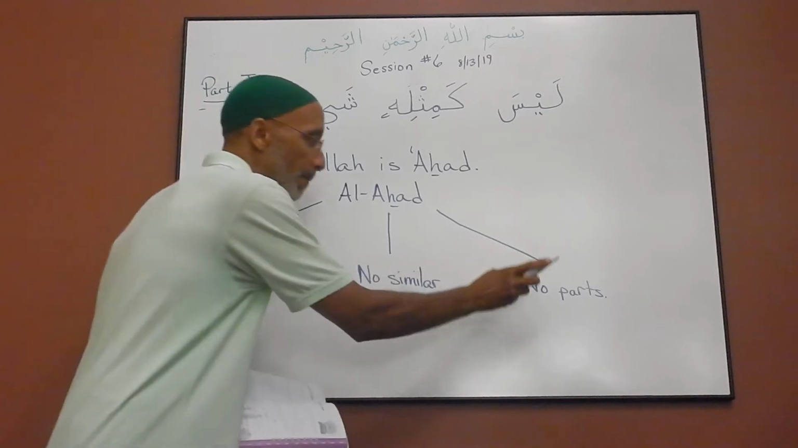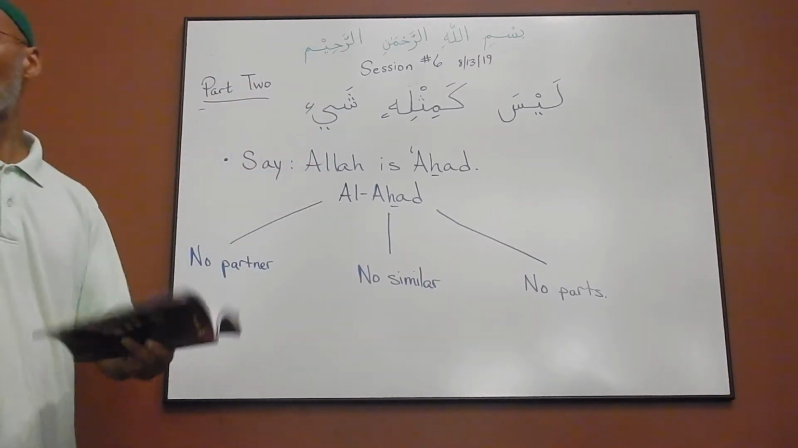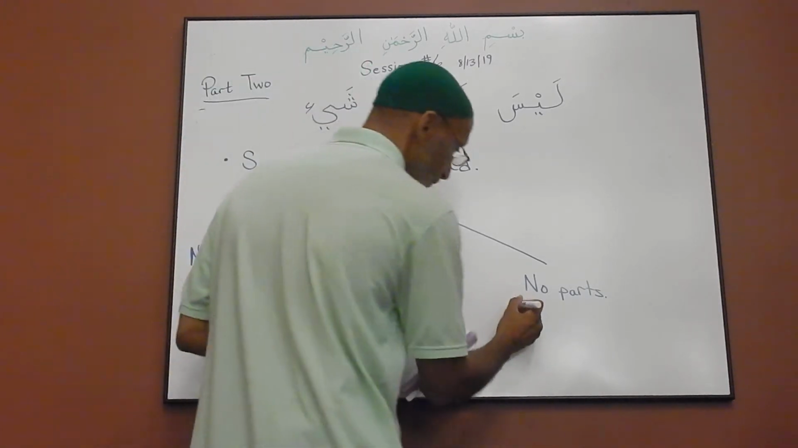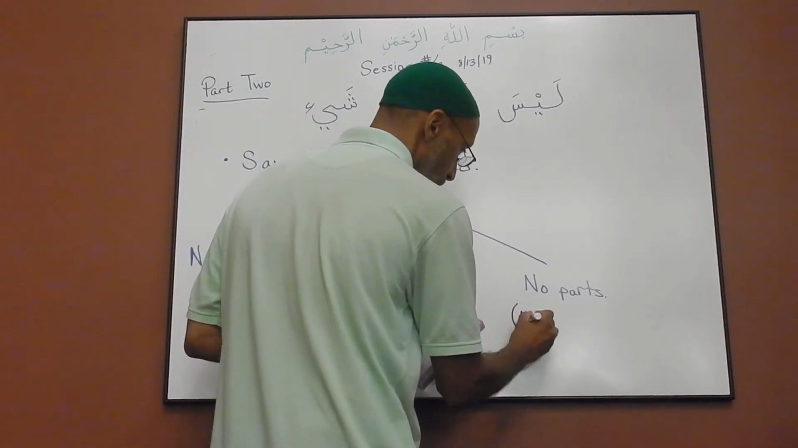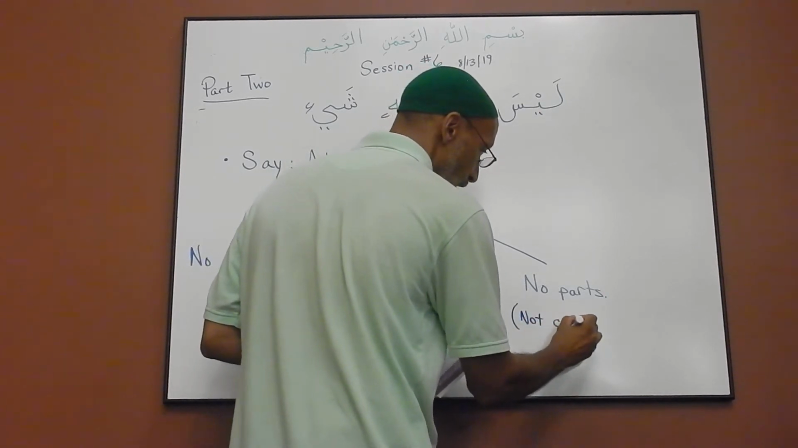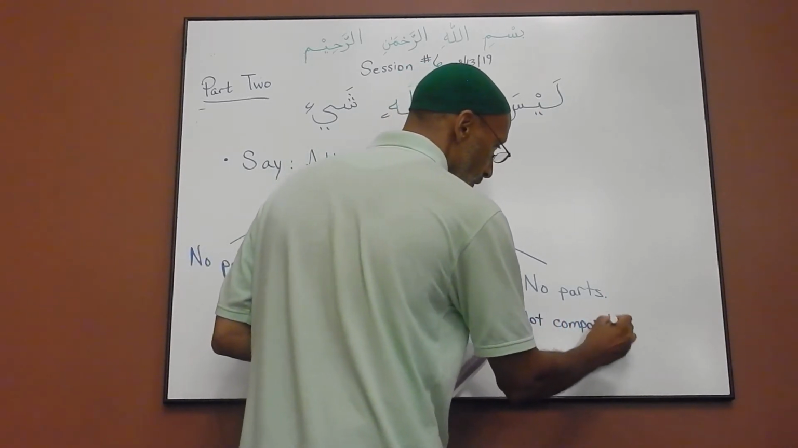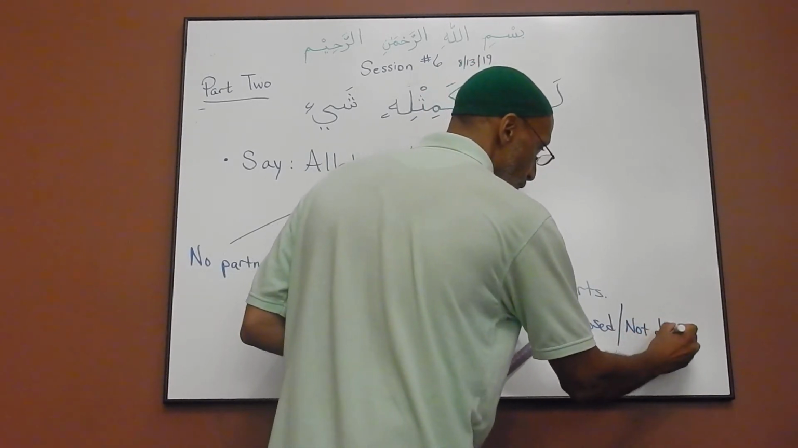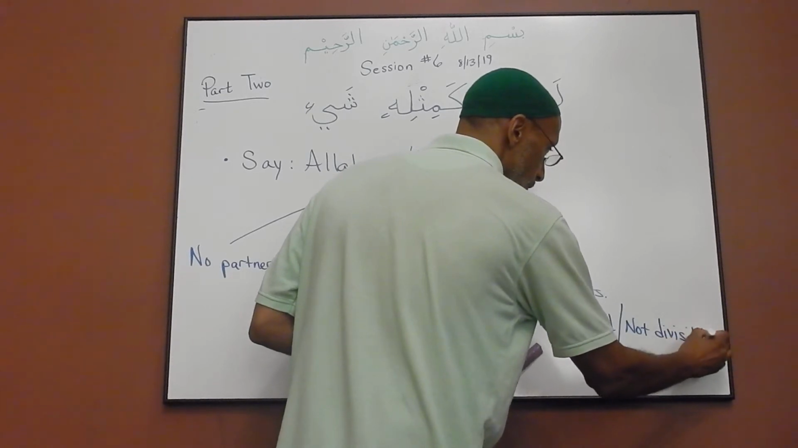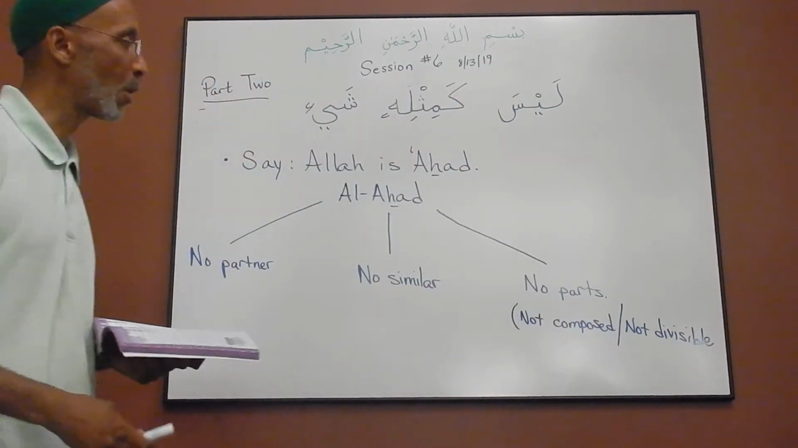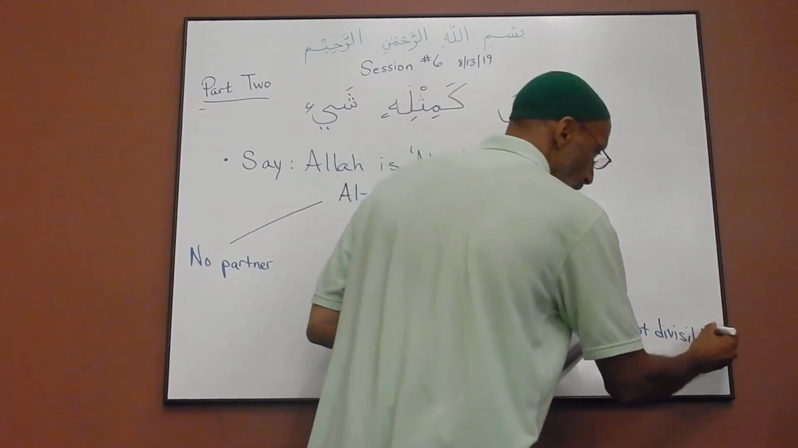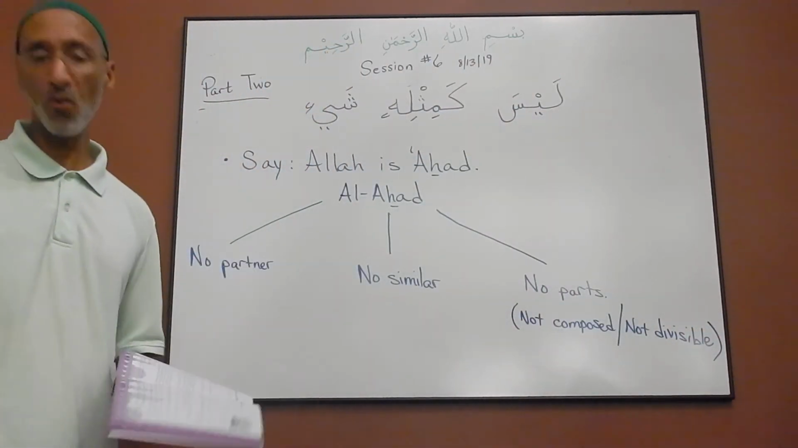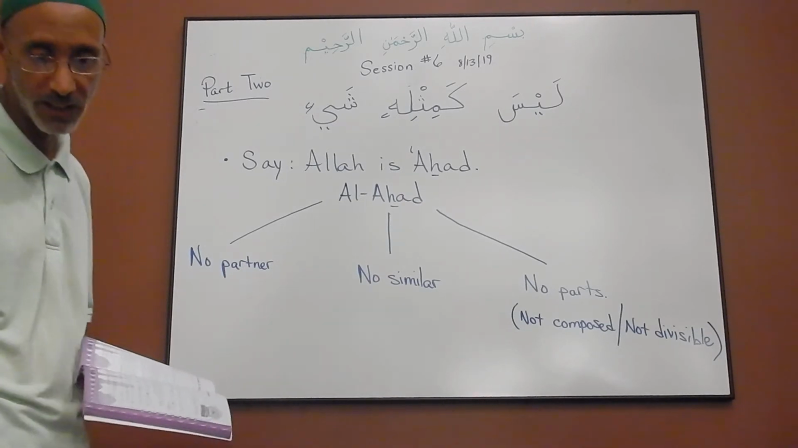And no what? Parts. Not divisible, not composed, and not what? Divisible. Allah is not composed, meaning doesn't have pieces, and not divisible, and not dividable. Divisible means what? Dividable. Allah Ta'ala is not composed of anything, and He's not dividable because He's not a body, not a shape, not a form. Divisibility is conceivable.